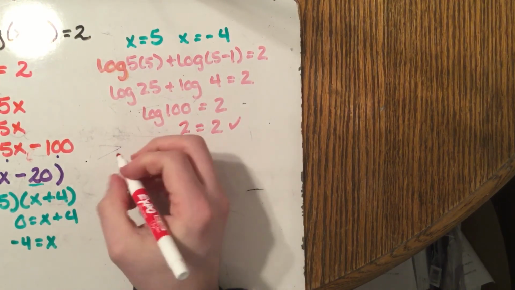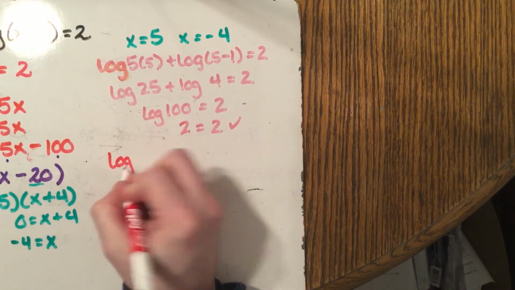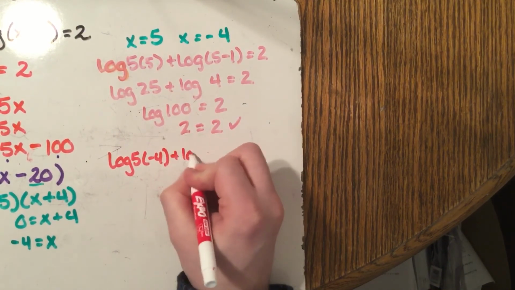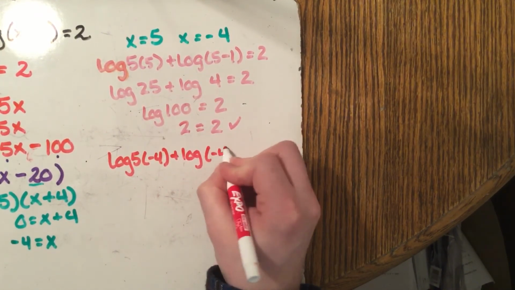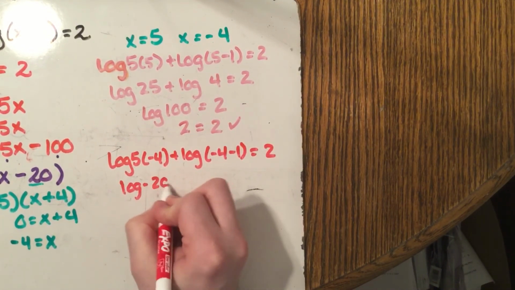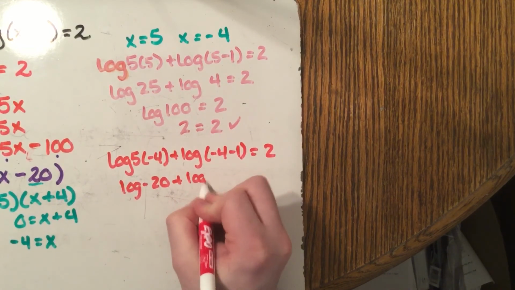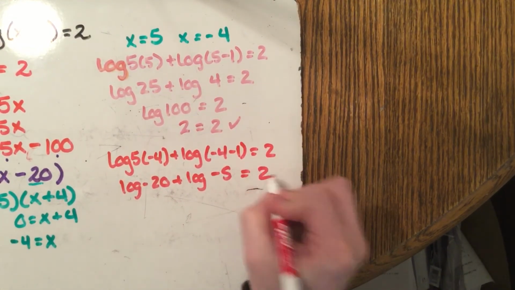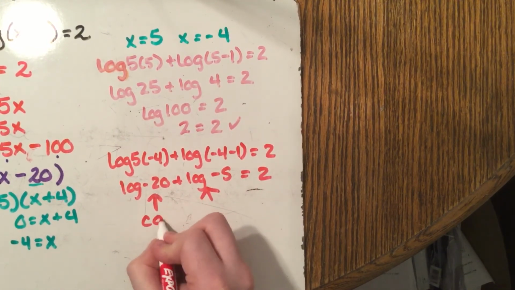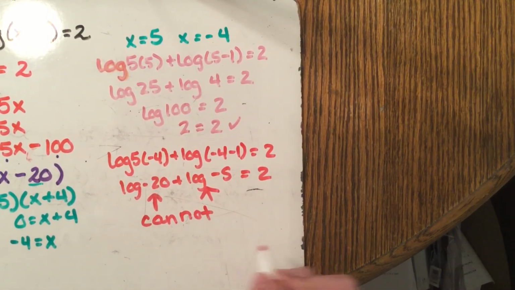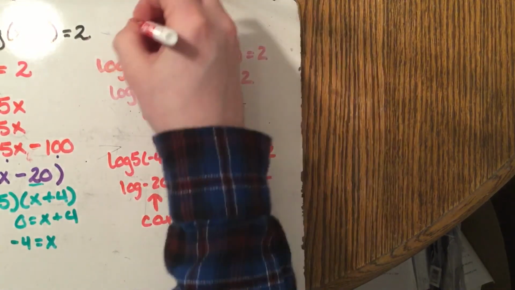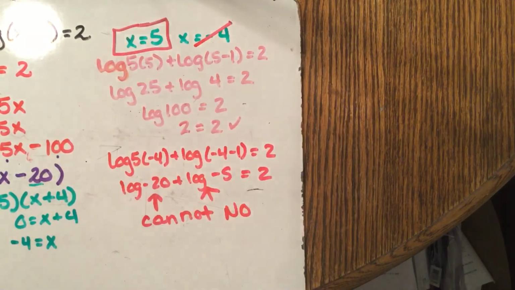If we check negative 4, though, we're going to get the log of 5 times negative 4 plus the log of negative 4 minus 1 equals 2. So we're going to get the log of negative 20 plus the log of negative 5 equals 2. You cannot have logs of negative numbers, so this one is not going to work. So negative 4 is not our solution, so x equals 5 is.